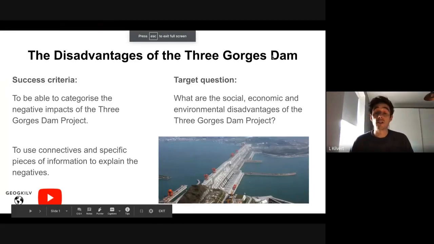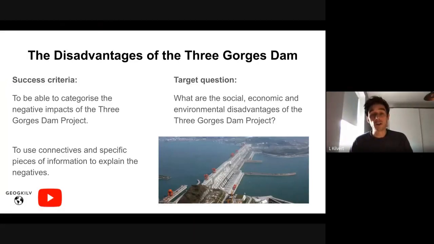So, as I've just mentioned, in this lesson we're going to be looking at the disadvantages of the Three Gorges Dam project. Now, we've got a target question, which is very similar to the question that you had in your previous lesson, although there is one slight difference about it. If we read it through, it says, what are the social, economic and environmental disadvantages of the Three Gorges Dam project? The thing that's different about this question is the disadvantages.